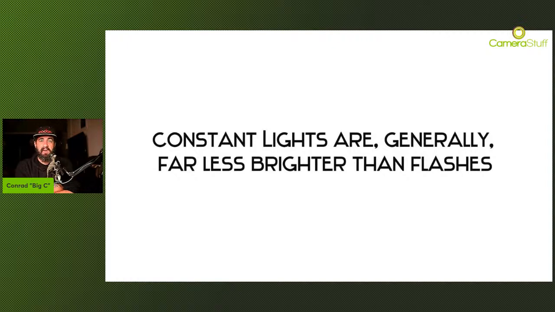So you can lower your ISO, you can quicken up your shutter speed, or you can close up your aperture, depending on what you need to do. So when using constant lights, you may struggle to use practical camera settings. Now, what do I mean by practical camera settings?